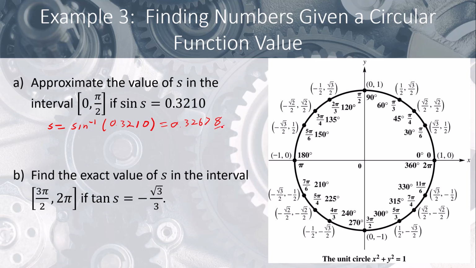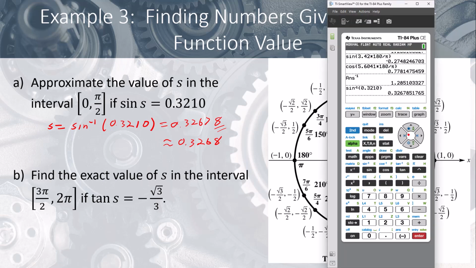Here's my fifth. That is higher than 5. So this will round to 0.3268. And that actually does turn out to be within this value, this quadrant.